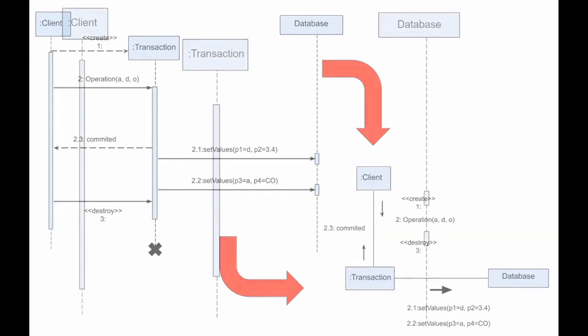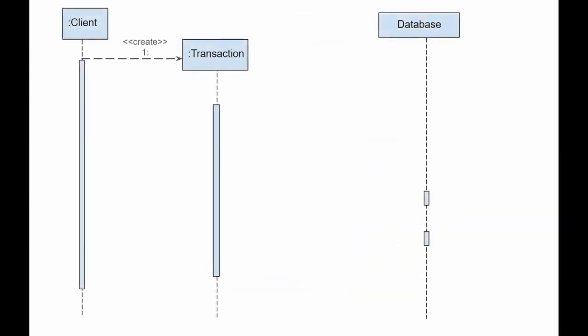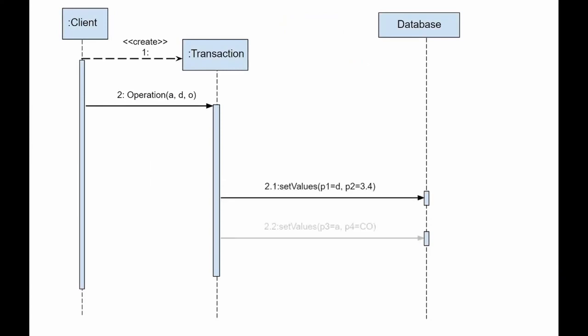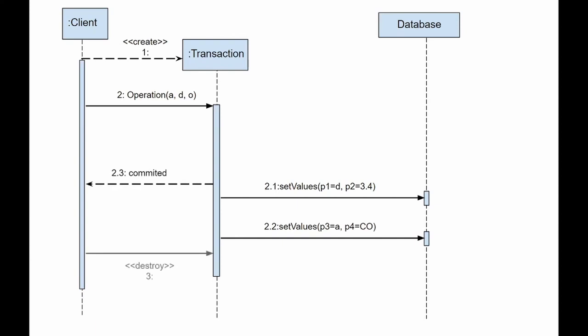Let's look at the example of transition from a sequence diagram to a communication diagram. The client creates a transaction and performs an operation with messages A, D, and O. After that, another two transactions put values of P1, P2, P3 and P4 to the database. More after that, the client receives a message that the transaction was completed. And finally, the transaction is destroyed.